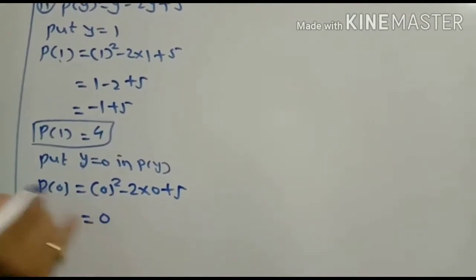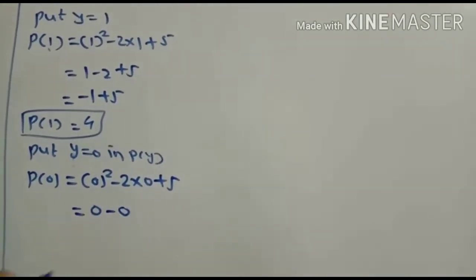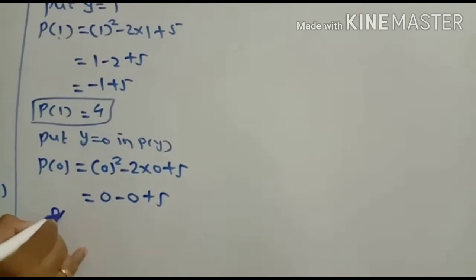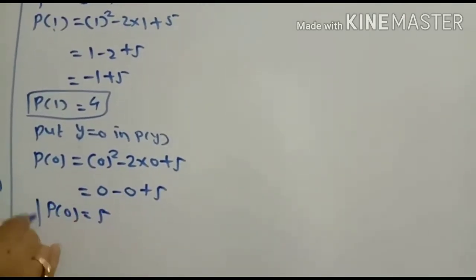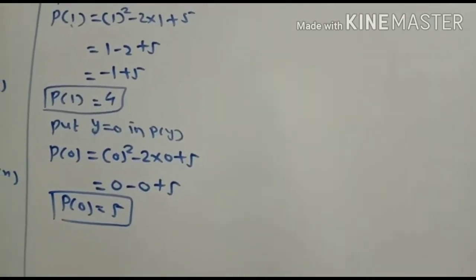We solve this. Square of 0 is 0, minus 2 zeros are 0, plus 5, and on solving this we get P of 0 is equal to 5.